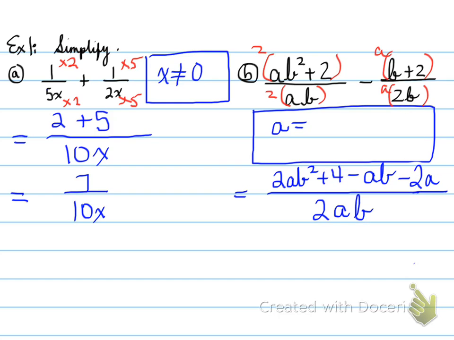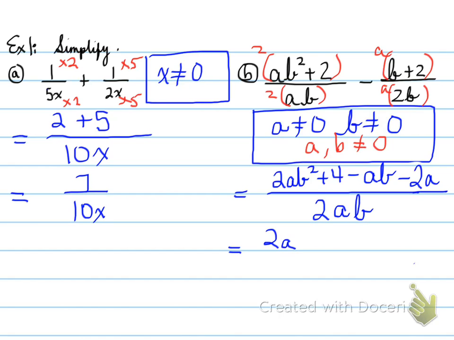Now, before we simplify, state the restrictions. So our license to simplify: a cannot equal 0, b cannot equal 0, and these values are correct. Another way to write this would be to write a, comma, b cannot equal 0. So it's another way to write the exact same restriction.